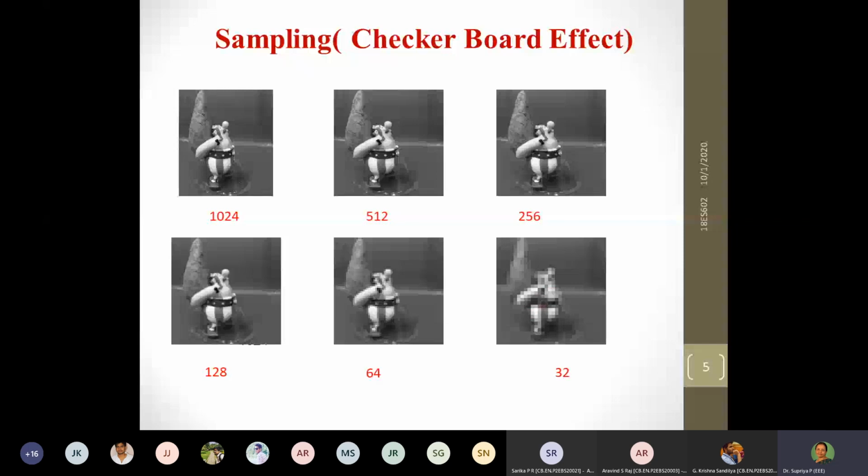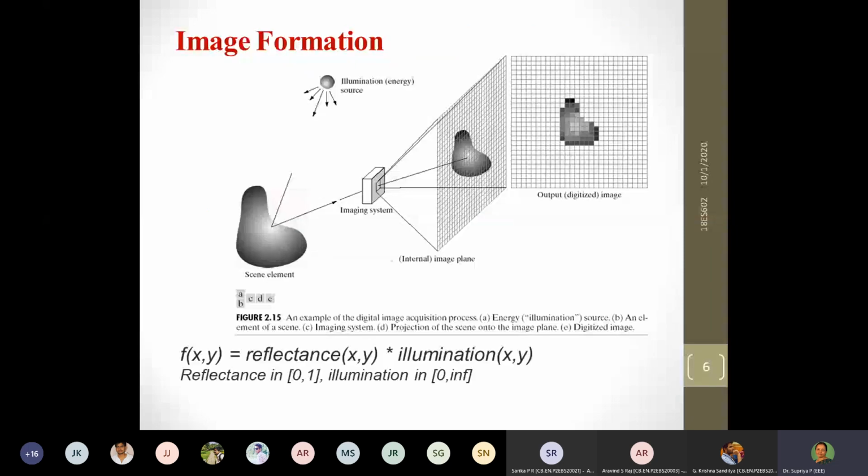So this happens when you try to indirectly reduce the size of the image. That is what affects the clarity of the image while keeping the bit depth constant. Hoping that the false contouring and checkerboard effect is somewhat alright, we next go on to another important concept, which is going to be the image formation.